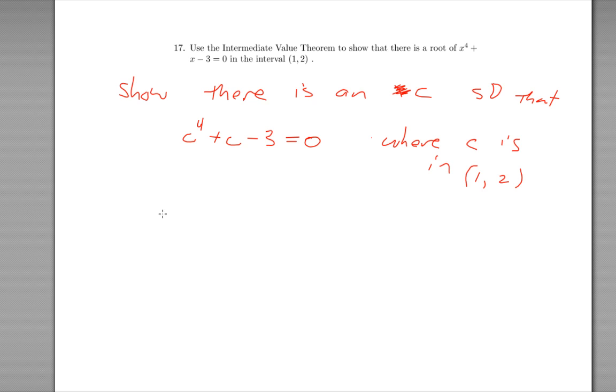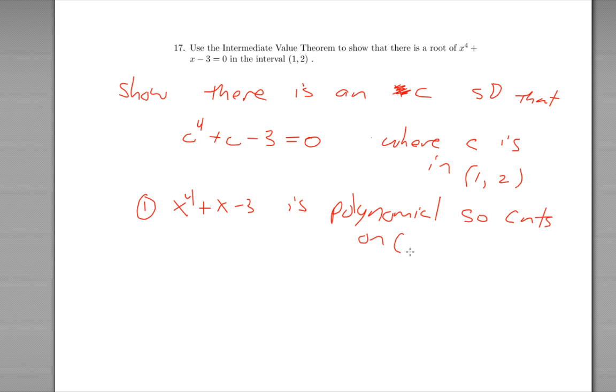So what the intermediate value theorem says, okay, well, first of all, x to the fourth plus x minus 3 is a polynomial, so it's continuous on my interval. Okay, so we have a nice smooth function that we can draw without lifting our pencil. So first, that's the first thing. It's a continuous function.